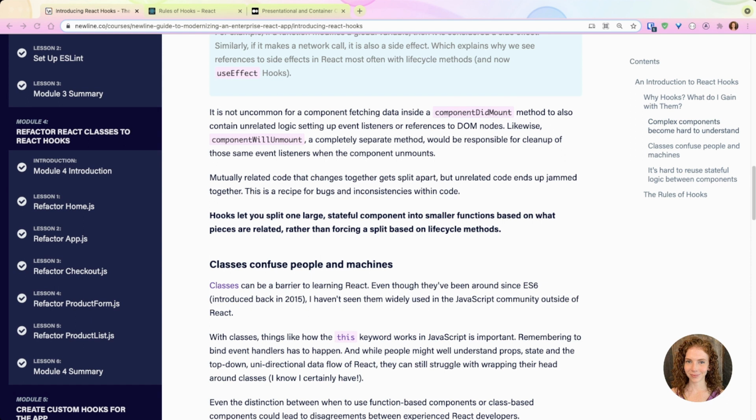This just makes it harder to understand what this component is actually doing, or what are all of the things that it's doing. So hooks let you split one large stateful component into smaller functions based on what pieces are related, rather than forcing a split based on lifecycle methods. This is a huge, huge improvement, and you're going to see as we get into examples and we start doing our own refactoring just how much simpler this makes some things with React.